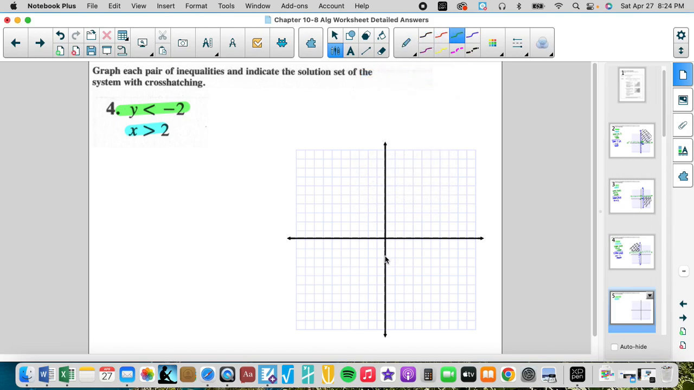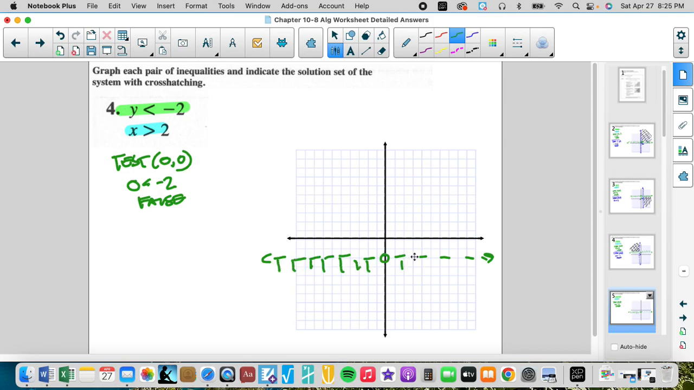Green, -2, open circle. That didn't look like an open circle. That looks like a closed circle. -2, dash, dotted, dash, whatever you want to say. Testing 0, 0. Is 0 less than -2? That is false. That point is false, so we will shade the other side with the little whisker hairs.